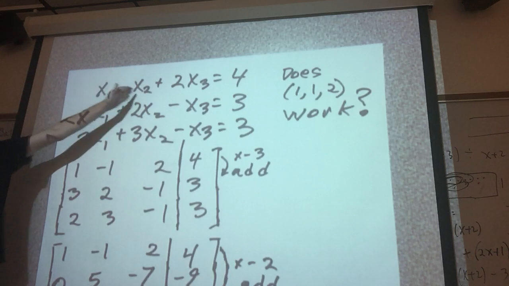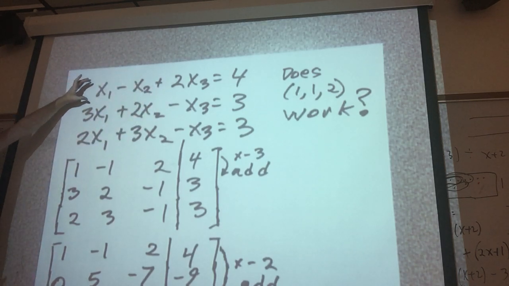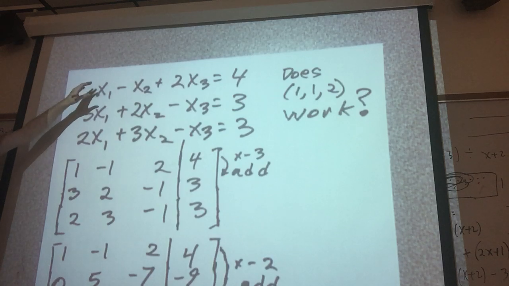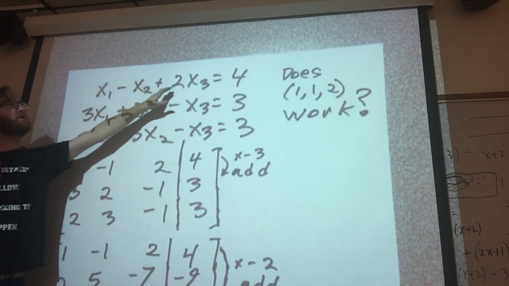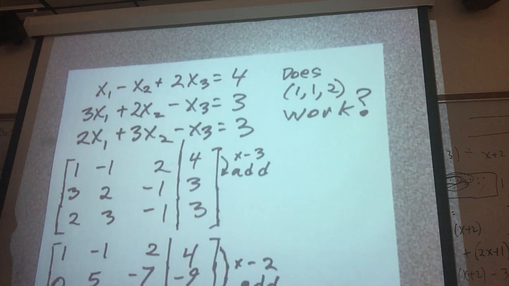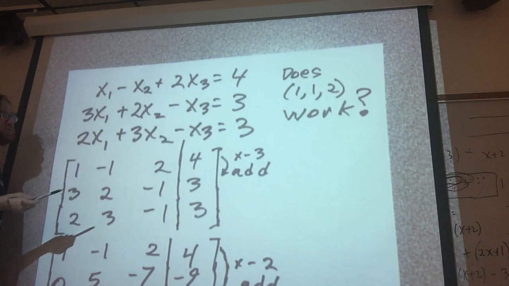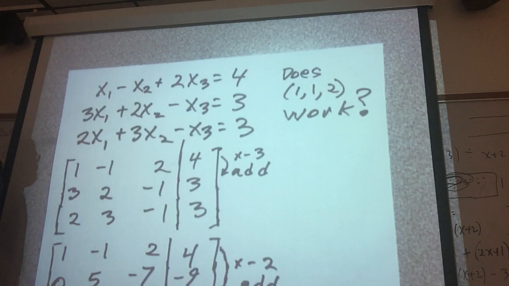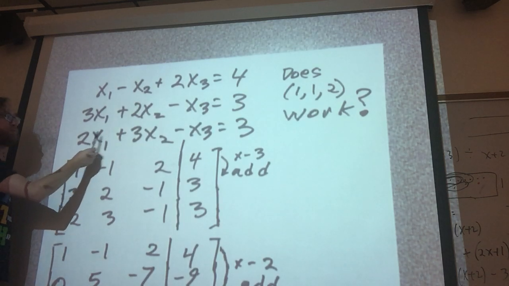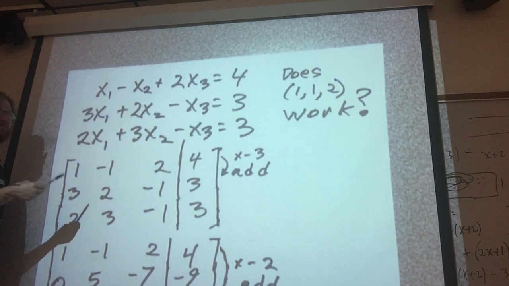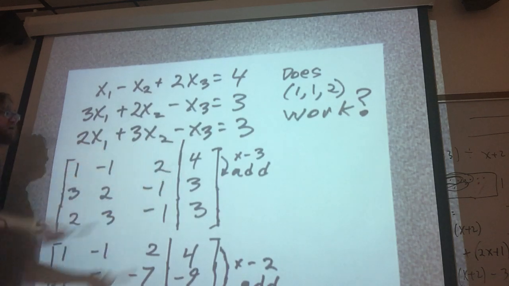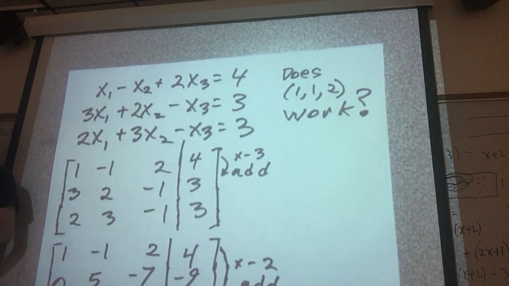All right, so think about it. If I plug 1, 1, and 2 into this top one right here, what am I going to get? I'm going to get 1 minus 1. Those cancel each other out. And then 2 times x3, which is 2. 2 times 2 is 4. Cool. And for this one, you need to check all 3. And so 3 plus 2 is 5. And then 5 minus 2 is 3. And so 2 plus 3 is 5. And then 5 minus 2 is also 3. So this set of points does satisfy all 3 of these equations. Okay?